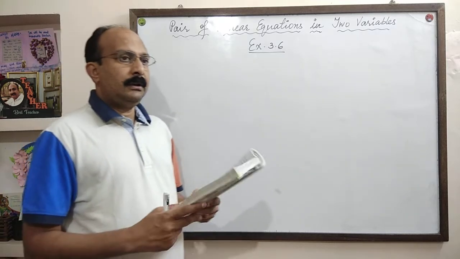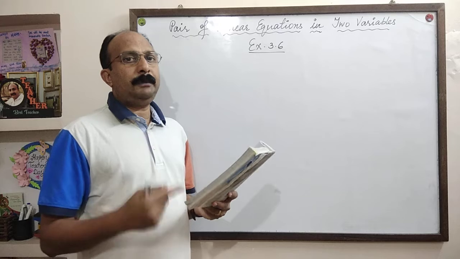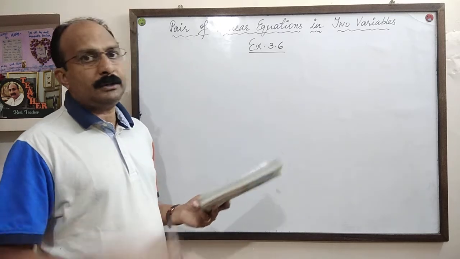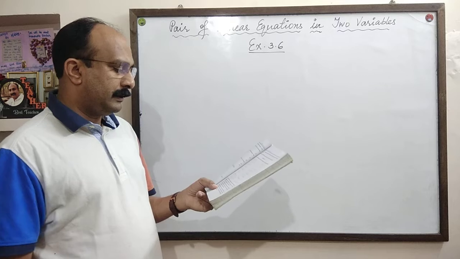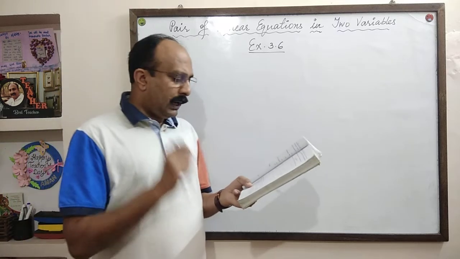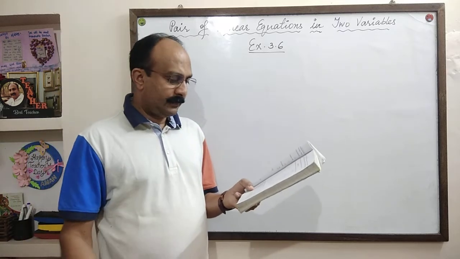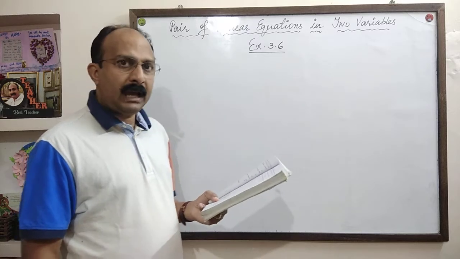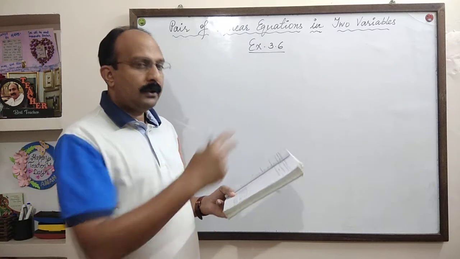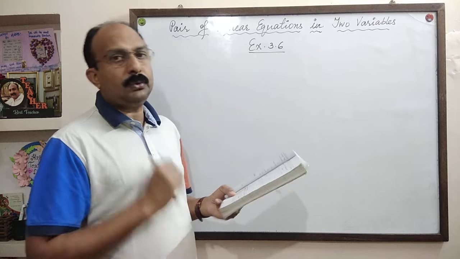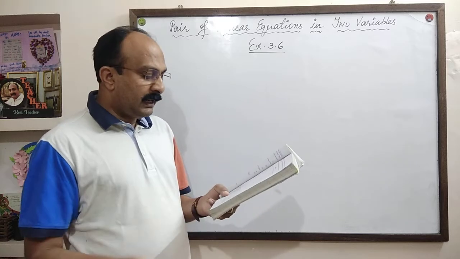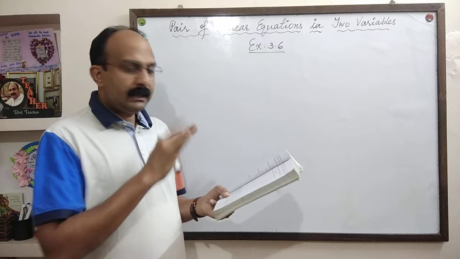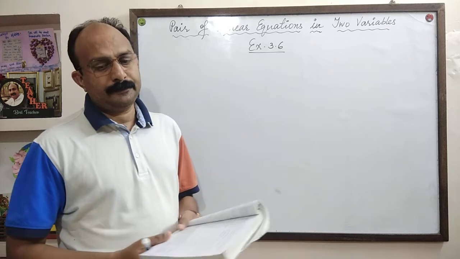First of all, we have to form the required pair of linear equations and then solve it by any algebraic method. Question number 1. Ritu can row downstream 20 km in 2 hours and upstream 4 km in 2 hours. Find her speed of rowing in still water and the speed of the current.